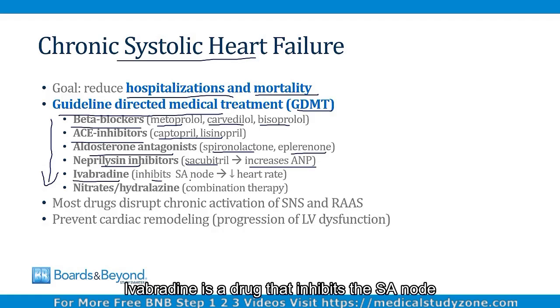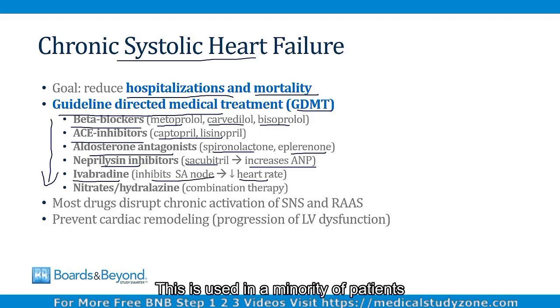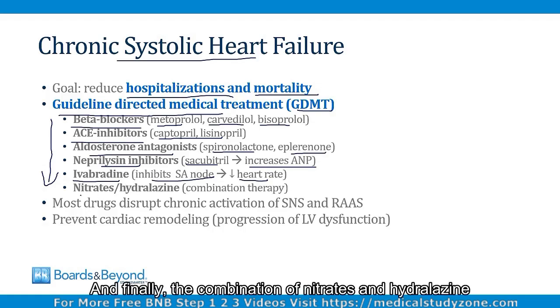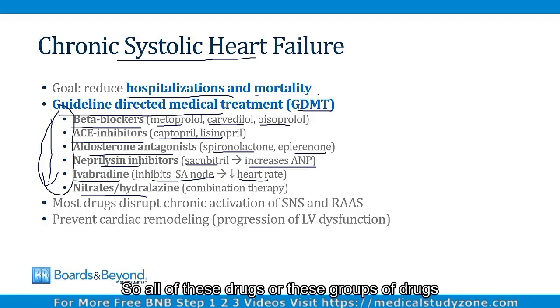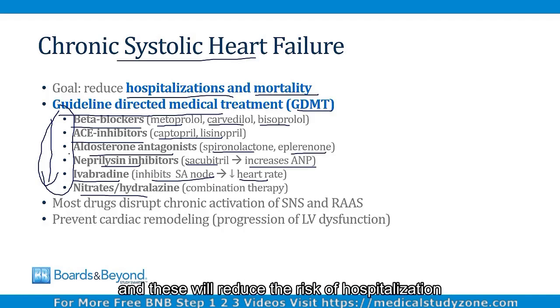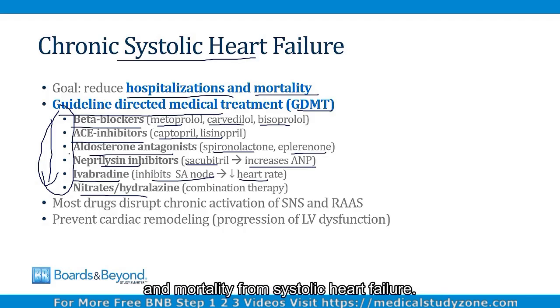Ivabradine is a drug that inhibits the SA node and slows the heart rate. This is used in a minority of patients with systolic heart failure. And finally, the combination of nitrates and hydralazine has been shown to improve outcomes in some patients with heart failure. So all of these drugs, or these groups of drugs, can potentially be administered over the long term to patients with chronic systolic heart failure, and these will reduce the risk of hospitalization and mortality from systolic heart failure.